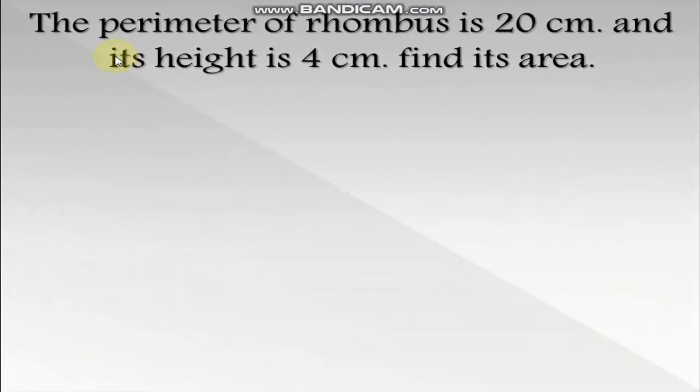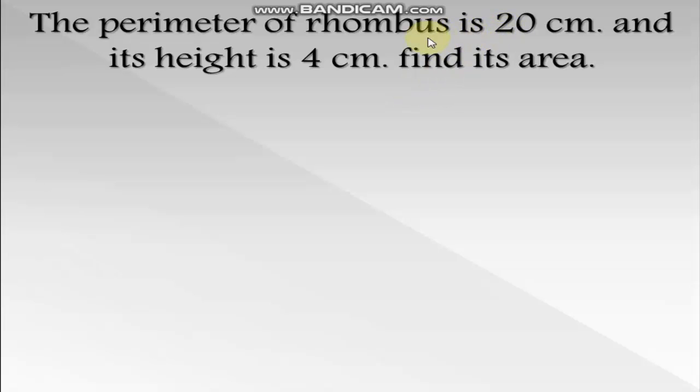For example, the perimeter of a rhombus is 20 centimeters and its height is 4 centimeters. Find its area. We have here the perimeter is 20 centimeters and the height here is 4 centimeters. We need to find the area. To find the area, we know that the area of a rhombus equals base length times height. At first, we have to find the base length. So we'll divide 20 by 4.